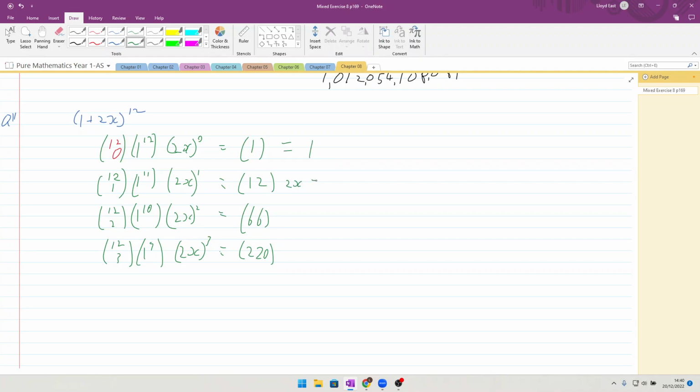This is going to be times the 4x squared. 66 times 4 is 264x squared, and then 2 times 2 times 2 is 8x cubed. 220 times 8, 1760 x cubed. Okay, question 11.